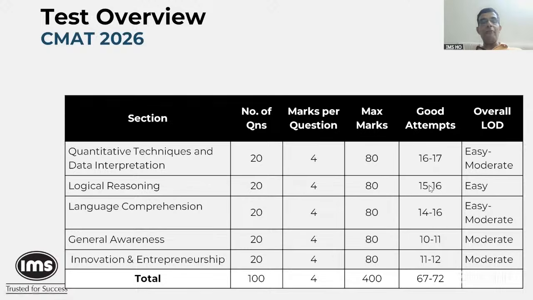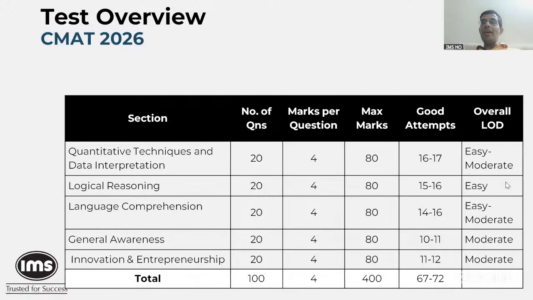Okay. Similarly, for logical reasoning, 15 to 16 would be considered a good attempt. For language comprehension, it's 14 to 16. General awareness, 10 to 11. And innovation and entrepreneurship section, it is 11 to 12.